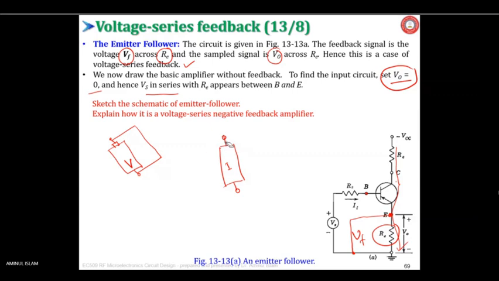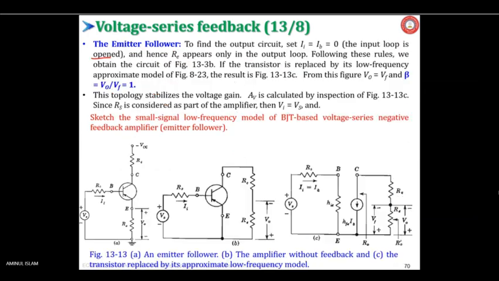What you have to do is open it. Then is the current zero or not? Could you understand? In case of voltage, to make a voltage zero, you have to short it. In case of current, what will you do? You'll be opening. If you open, the current will be zero. That is the way. So the input loop is opened. Could you understand?